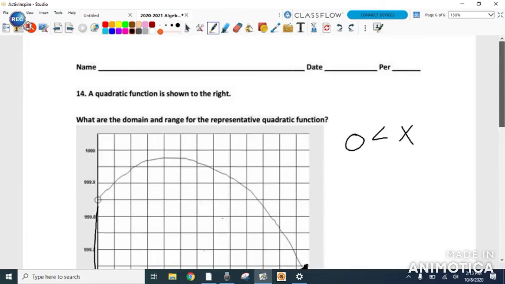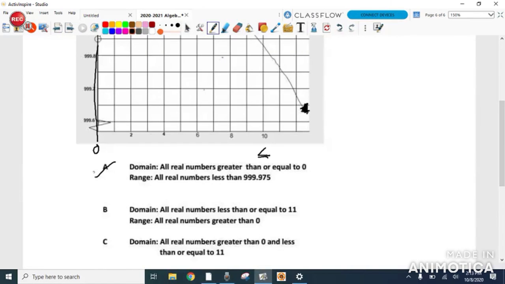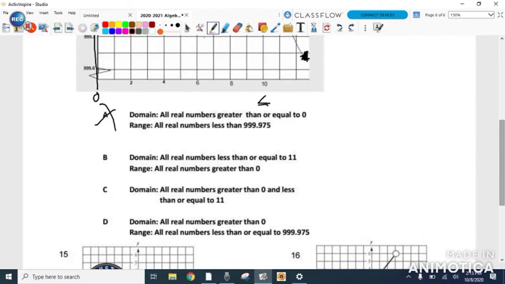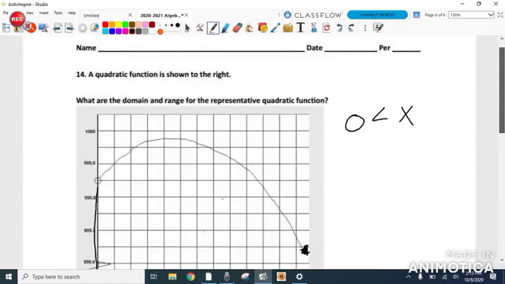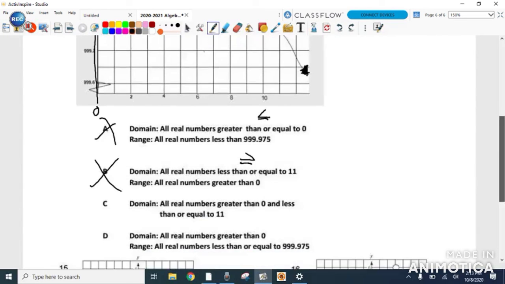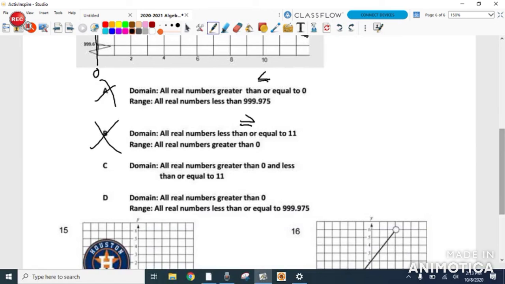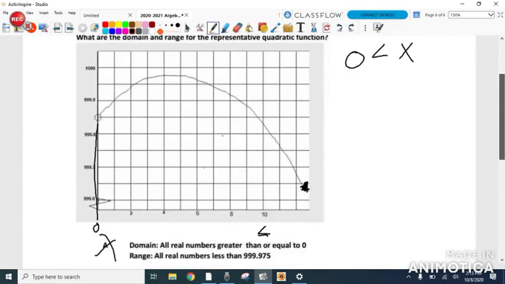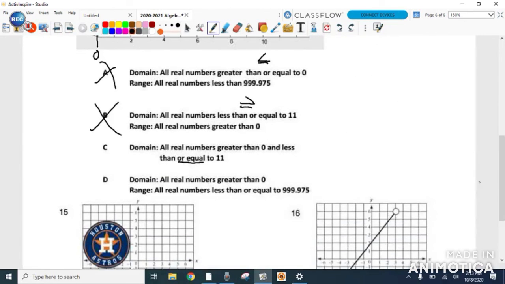All real numbers less than or equal to. Do I have an equal to sign? I do not. So let's cross that one off. All real numbers greater than 0 and less than or equal to. There it is. Or equal. We do not have an or equal to. We only have an open point. So then let's look right here. All real numbers greater than 0. That's the only one that matches. So that means my only answer choice could possibly be D.